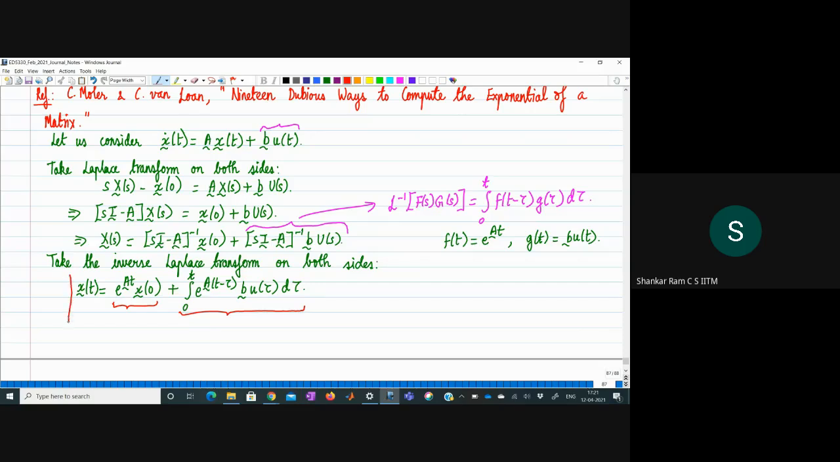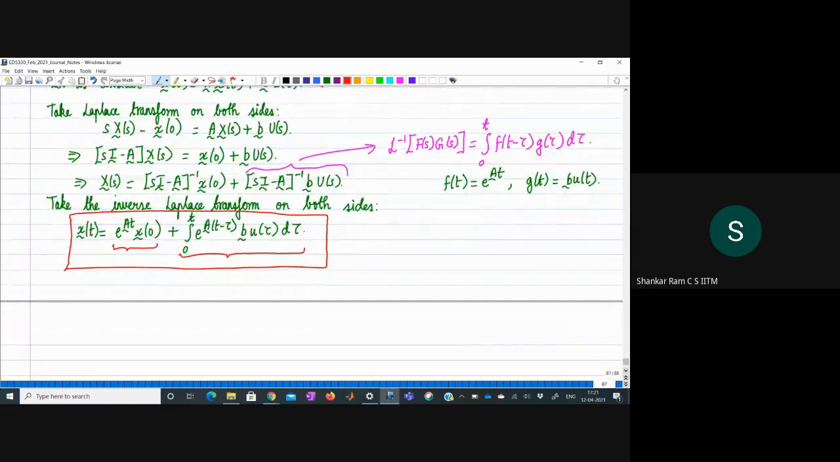Essentially, if we look at the state equation, x dot t equals A x t plus B u t, what we have derived is its solution. We have two components: one is due to the initial state, and another is due to the input that is provided. Please note that the output y of t, for a single input, single output system, is c dot x of t plus d times u of t.